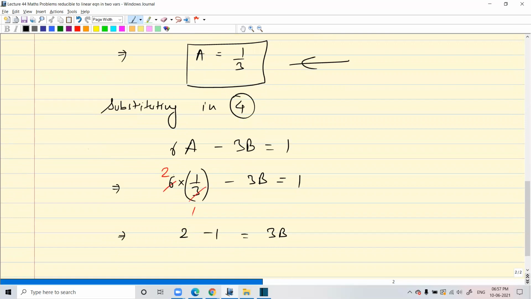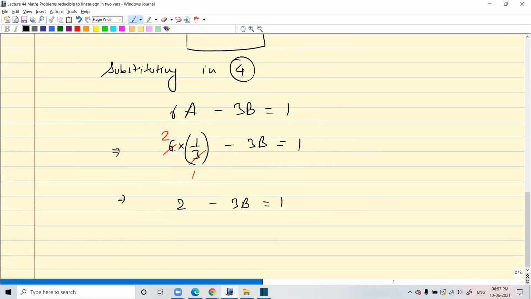So in place of 6a, I have written 6 into 1 by 3. So you understand substitution, right? I've just replaced a with 1 by 3. And then simplify it, you got a 2 over here, and then I brought 1 to the left-hand side. So this is 2 minus 1 now. Okay. And this minus 3b, I sent it to the other side. Okay, if it is confusing, let me write it. So when you simplified this, this is just 2, right? It is 2 minus 3b is equal to 1.